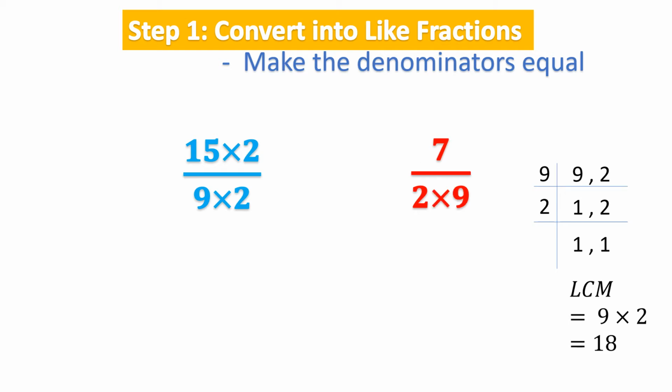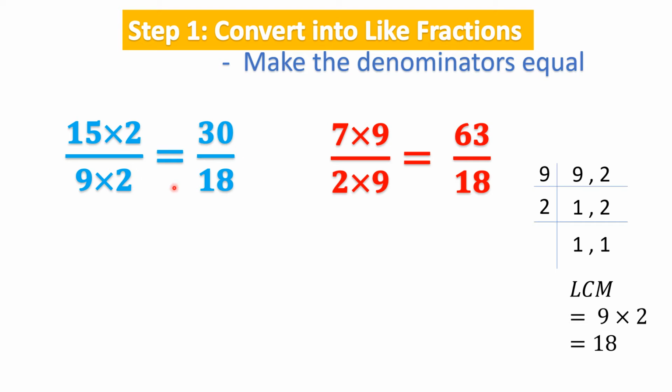Now look at it. If I multiply the denominator by some number, what should I do? I should multiply the numerator also by that same number. So I multiply 7 also by 9, right? So what did I get? 15 I multiply by 2, 9 I multiply by 2, 7 I multiply by 9, 2 I multiply by 9. Why? So that both the denominators will become 18, right?